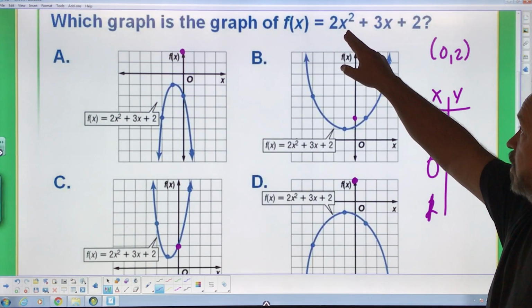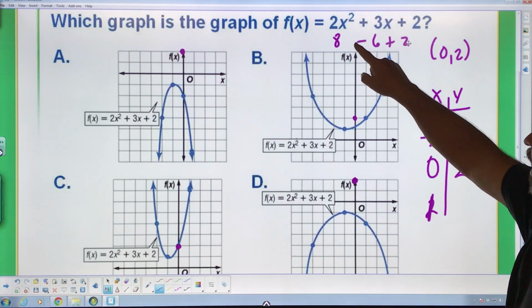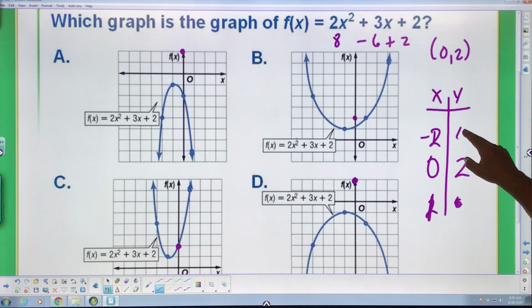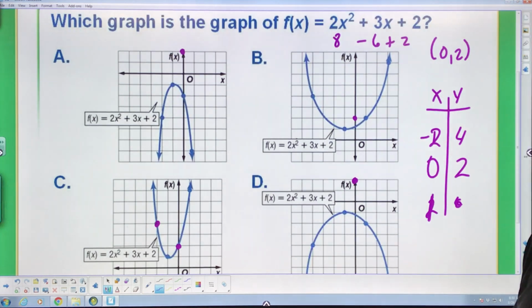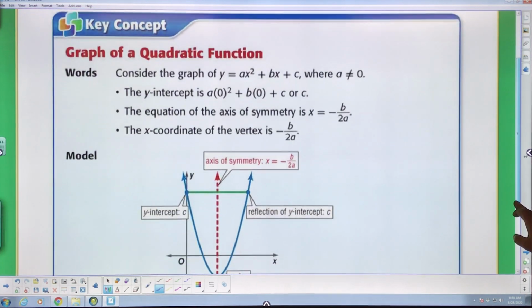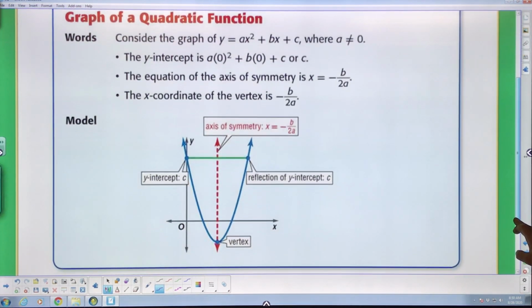So -2 squared is 4, it'd be 8. Put in -2. And 8 minus 6 plus 2 is 4. So you see -2, 4. So I confirmed another point. Just see how that works. But you can make up points all day long. You just really can.